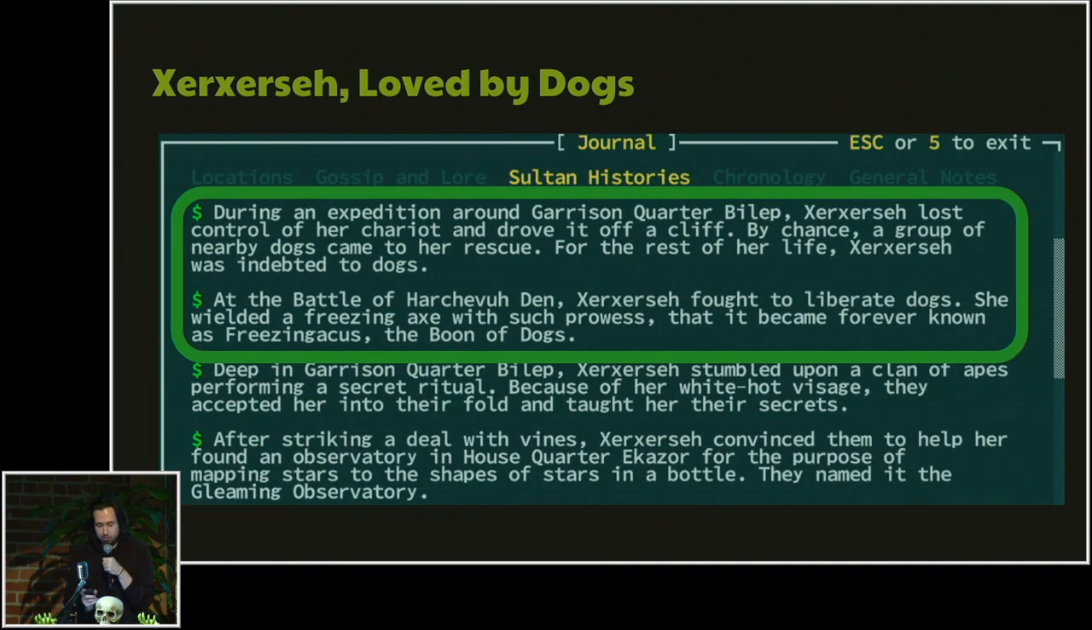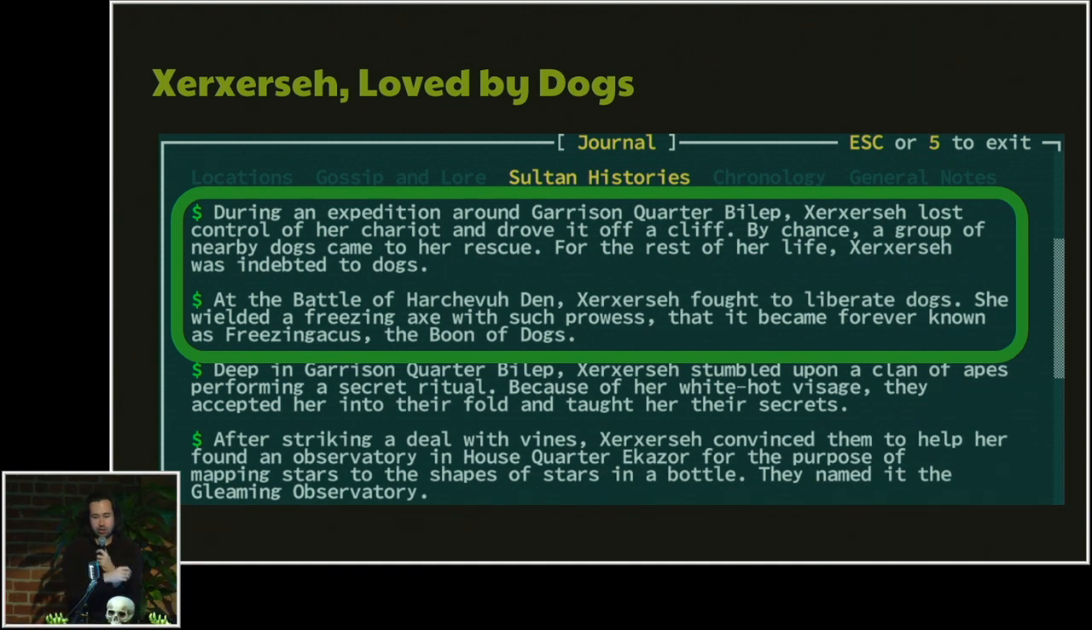Okay, I want to point out one more thing about Circe and the history generation. We have these two events in her life. She lost control of her chariot, almost drove it off a cliff, but was saved by dogs. And then the very next event in her life, she fought to liberate dogs. So there's a pretty straightforward causation here, right? Saved by dogs, okay, my life has been turned around, I'm going to go and fight for the liberation of dogs.